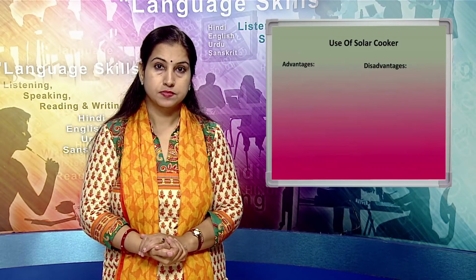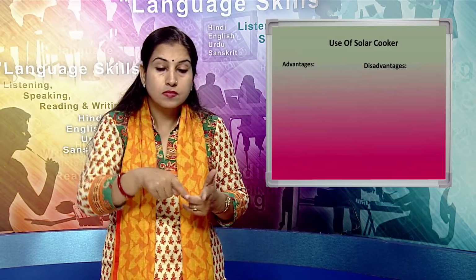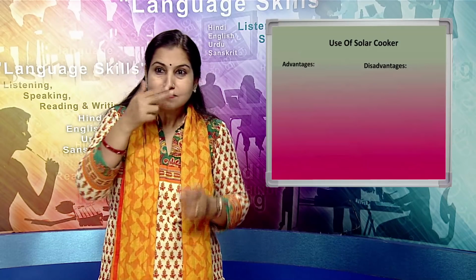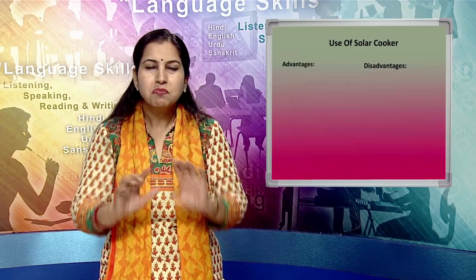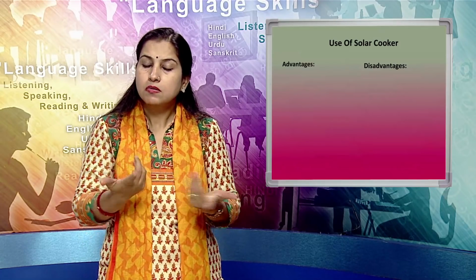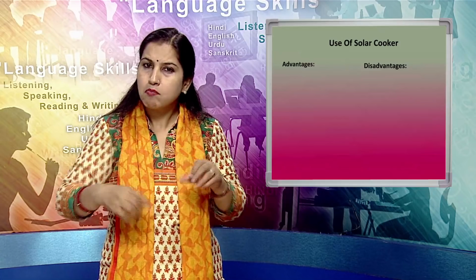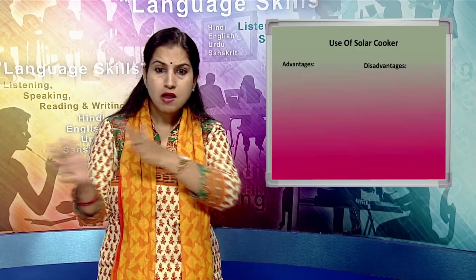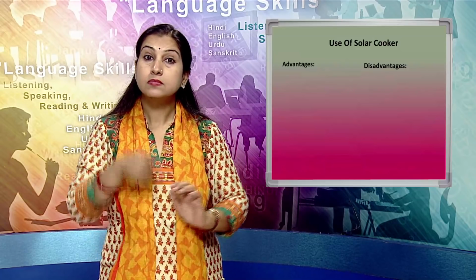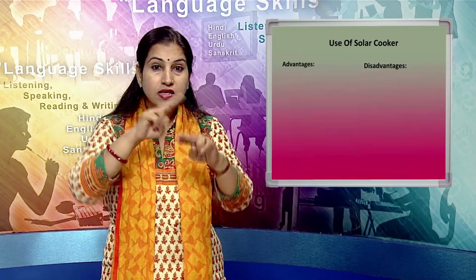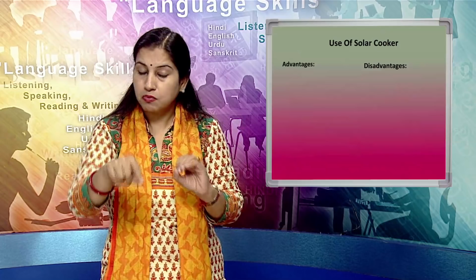A few of the advantages and disadvantages of a solar cooker are: the advantages are that it is smokeless, low maintenance, has practically no running cost, is environment friendly, and is useful in areas of scarcity of fuel.